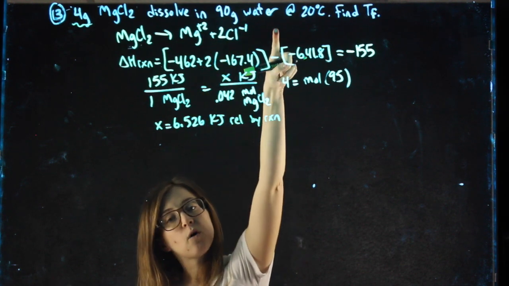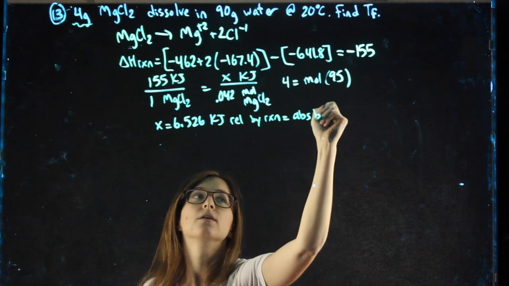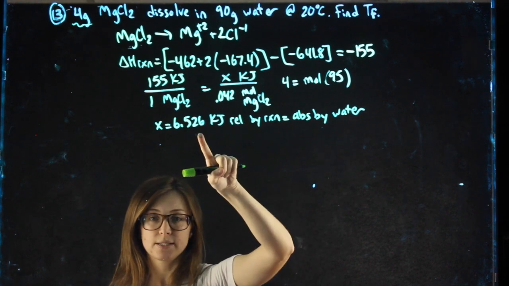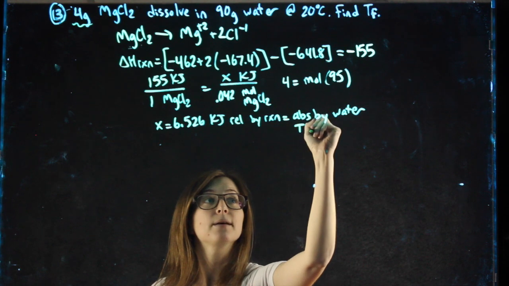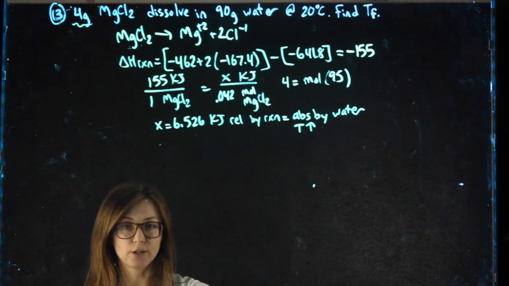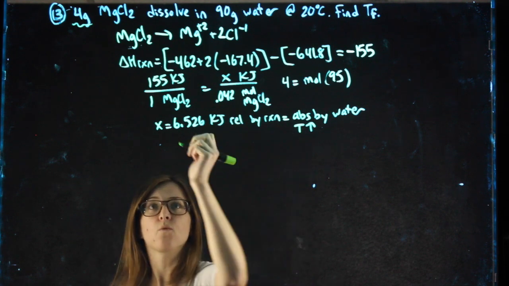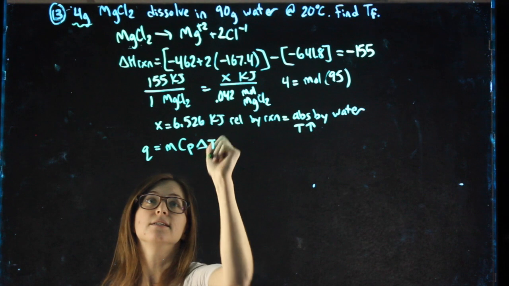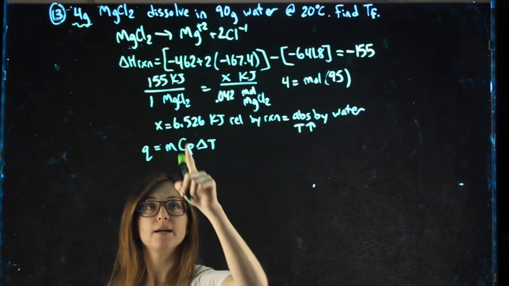Since this is happening in water, that water is going to absorb that heat. Reaction's releasing heat, therefore water's absorbing that heat. Water absorbing heat means the temperature will increase. Now that I'm about the water, I can use Q equals mCp delta T. Multiplying this by 1,000 or moving the decimal to the right 3 times.